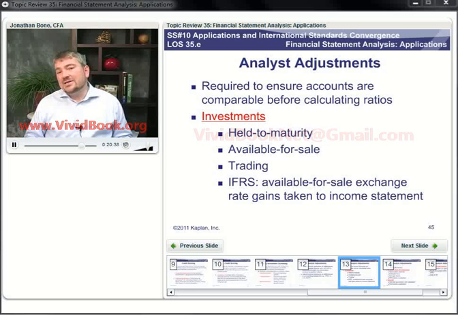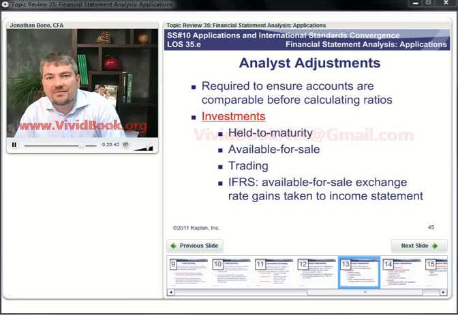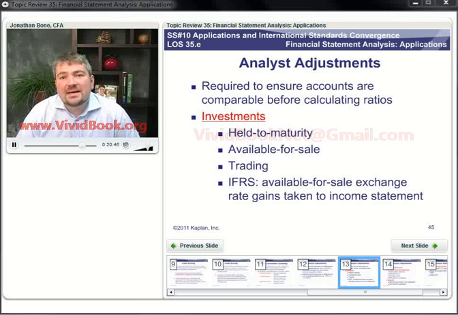Again, with international accounting standards, you should be aware there's a little bit of a difference in treatment of available for sale securities. The difference between US GAAP and IFRS is the difference on exchange rate gains and losses on overseas available for sale securities. Under US GAAP, you don't have to split the difference in market value and exchange rate out. You can just take it all to stockholders' equity.